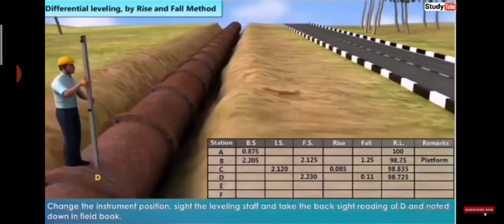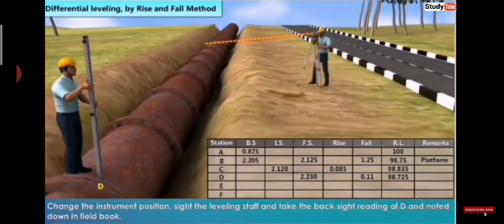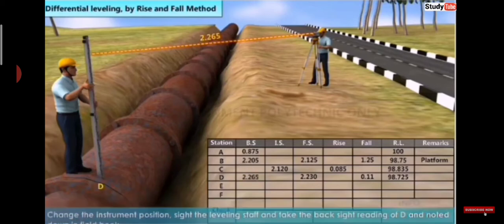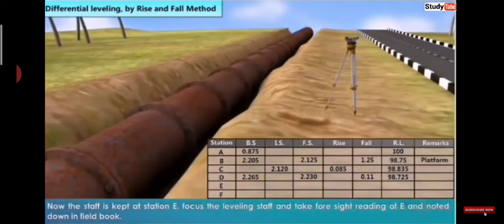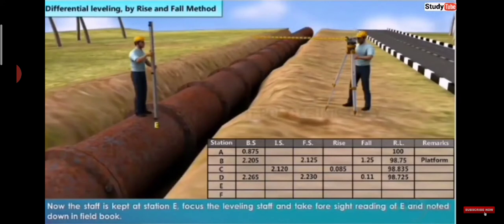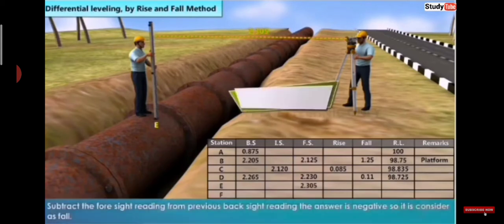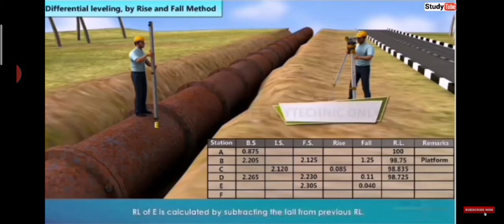Change the instrument position. Sight the leveling staff and take the backside reading of D and note it down in field book. Now the staff is kept at station E. Focus the leveling staff and take foresight reading of E and note it down in field book. Subtract the foresight reading from previous backside reading. The answer is negative, so it is considered as fall. RL of E is calculated by subtracting the fall from previous RL.